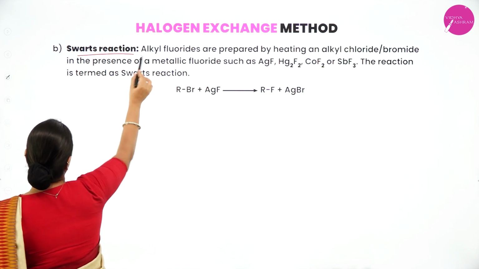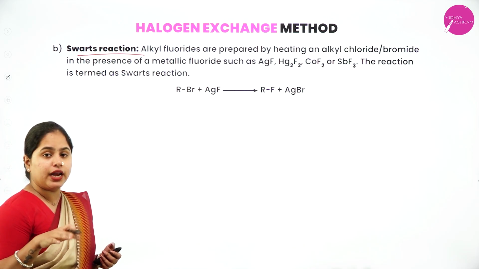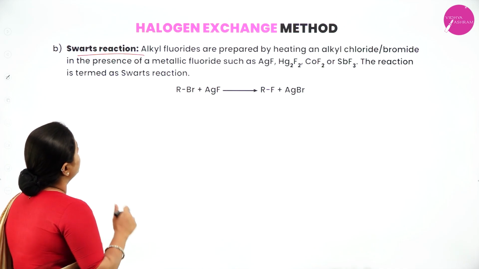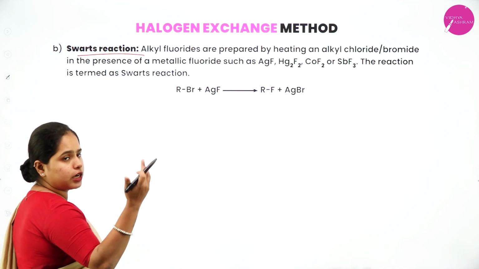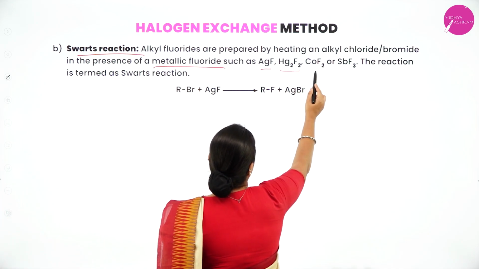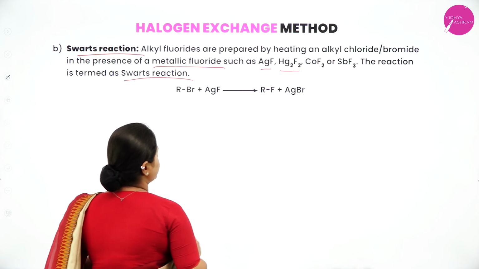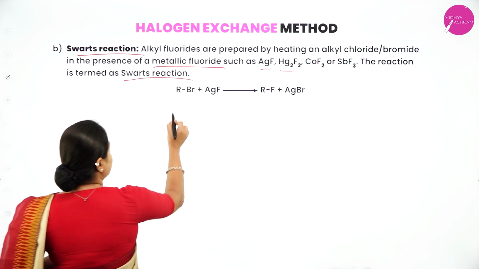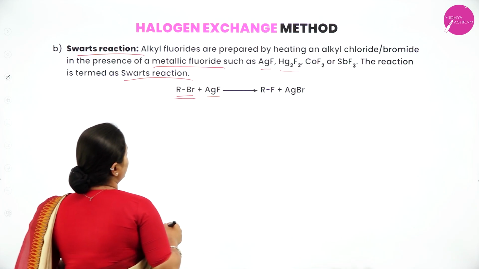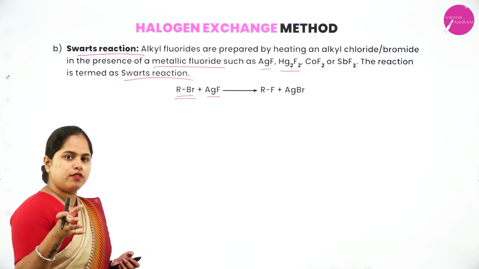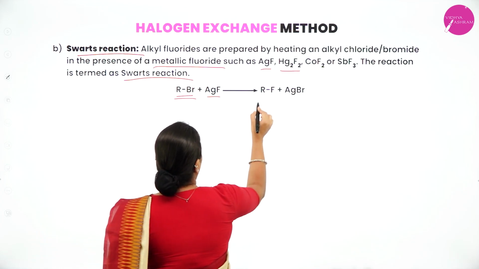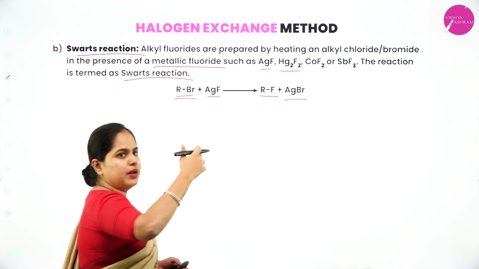Now the next method is the Schwarz reaction. This is used for the preparation of alkyl fluoride. Finkelstein for alkyl iodide, Schwarz reaction for alkyl fluoride. Alkyl fluorides are prepared by heating alkyl chloride or bromide in the presence of a metallic fluoride such as silver fluoride or mercuric fluoride. The reaction is termed the Schwarz reaction. So what is happening here? An alkyl bromide or alkyl chloride reacts with silver fluoride or any metallic fluoride. That means a fluorine will be there, with a metal associated with it. What will happen? There will be an exchange of halogen and you will get alkyl fluoride and the metal bromide.